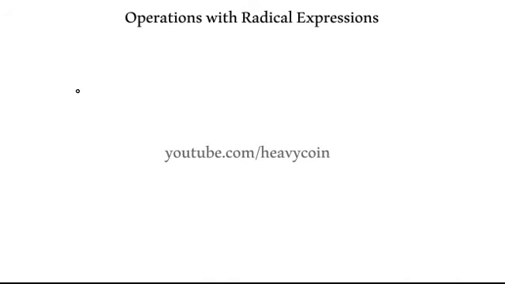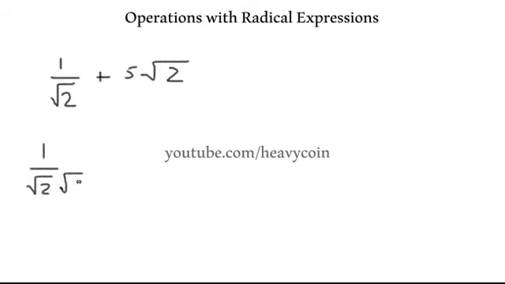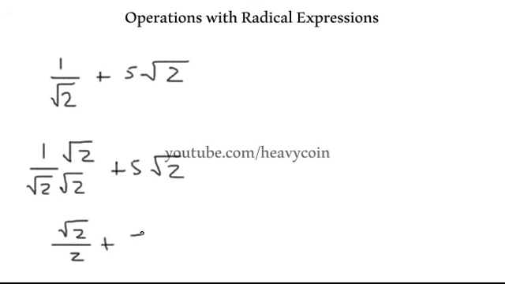Alright. 1 over the square root of 2 plus 5 times the square root of 2. So to get this radical out of the denominator, you multiply the bottom by the square root of 2 and the top by the square root of 2. And that's going to be the square root of 2 over square root of 2 times square root of 2, which is just 2, plus 5 square roots of 2.